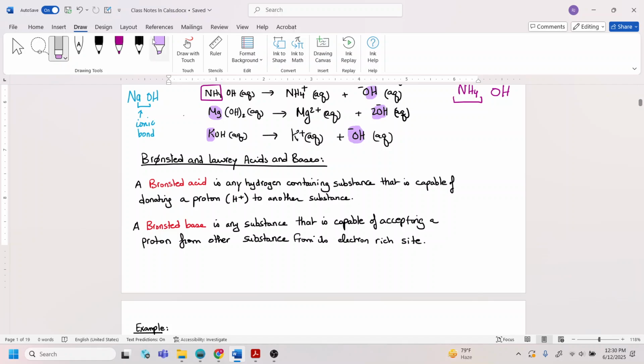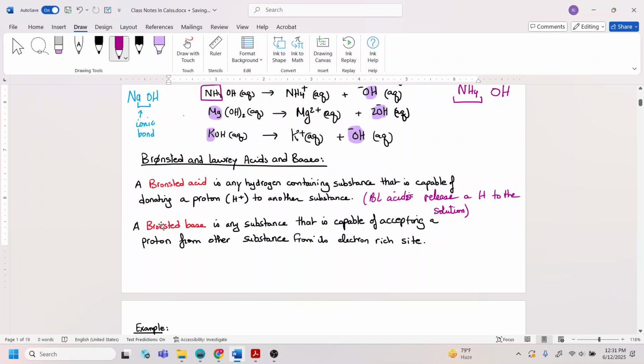This means that they are releasing a hydrogen to the solution. So Bronsted-Lowry acids release a hydrogen to the solution, and the hydrogen is going to be in terms of H plus. So that acid releases a hydrogen to the solution in terms of H plus. In other words, Bronsted-Lowry acids normally lose a hydrogen.